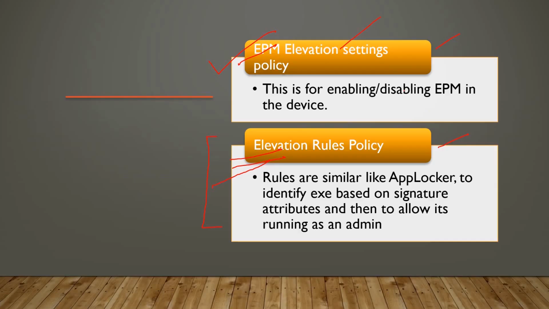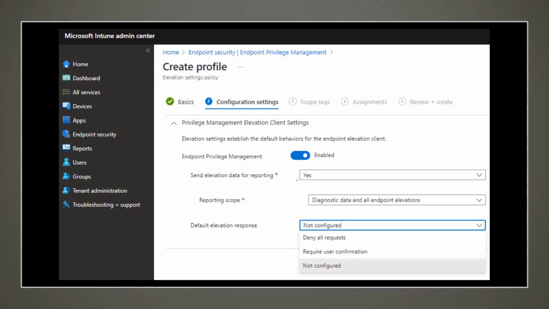So this is what an endpoint privilege management elevation setting policy looks like. In the elevation setting policy, it's a toggle wherein we are saying that EPM needs to be enabled. These two are just sending of data, so we are going to ignore these two things. Okay, now this is something that is very, very important. The way this works is, first we are going to enable endpoint privilege management, and once we have enabled it, all the agent installation and service creation is done.